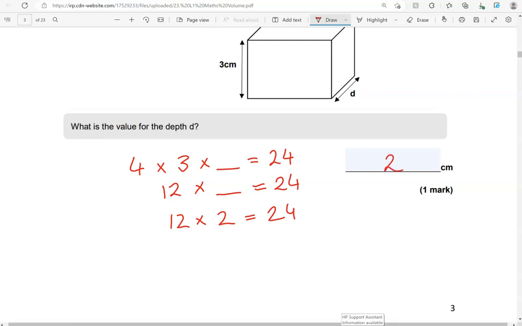Now you can check. 4 times 3 is 12. 12 times 2 is 24.